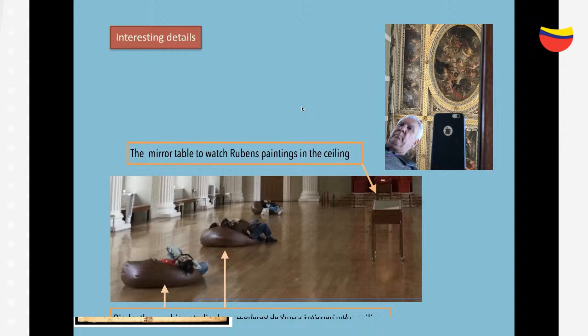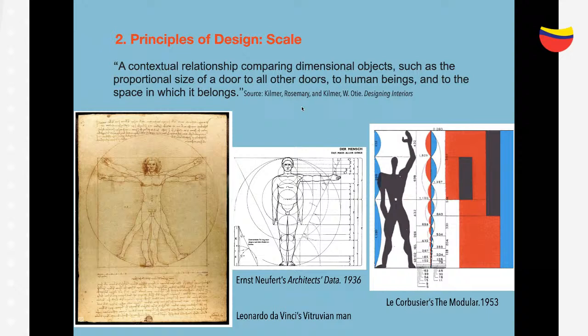Now, another principle is scale. A contextual relationship comparing dimensional objects such as the proportional size of a door to all other doors or to human beings and to the space in which it belongs, right?